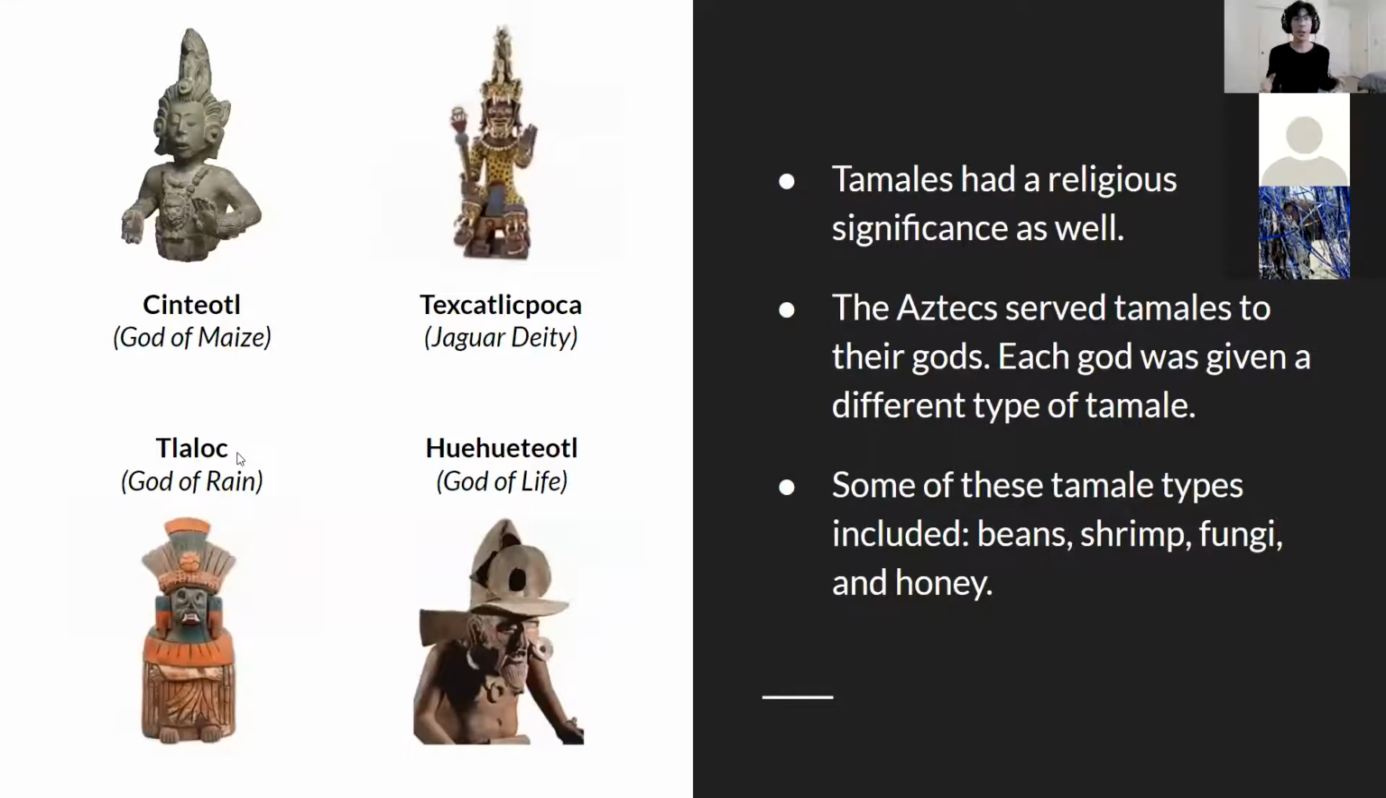Now, tamales also served a religious significance as well. The Aztecs served special types of tamales to specific gods, and as you see here, I have some gods. So, for example, one god would be given a bean tamale, another would get a shrimp tamale, fungi tamale, or even honey tamale, and so on.